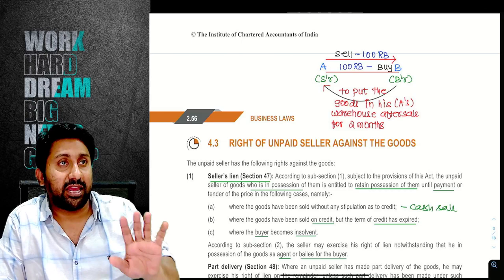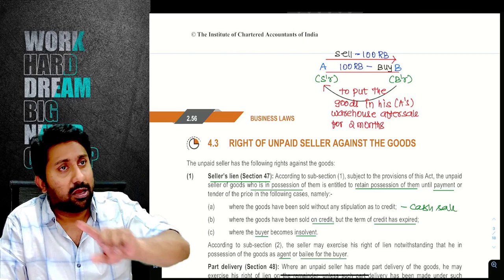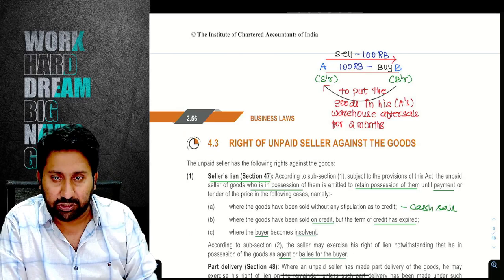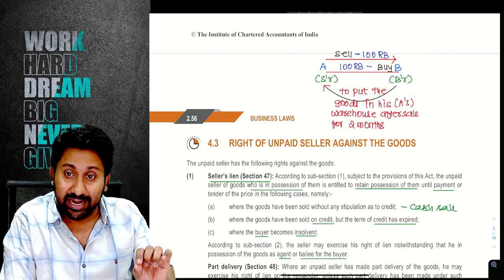He said, A, after the sale is completed, I have to make the payment in 10 days. I will make the payment; you put the goods in the warehouse. Credit transaction means you will pay the amount in the future. Goods are not taken into possession by the buyer, because they are in the possession of the seller only, since he is acting as a bailee for the buyer.